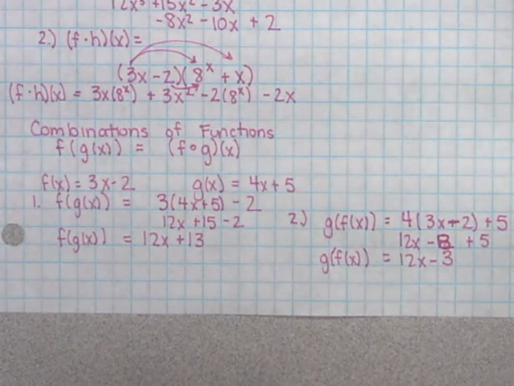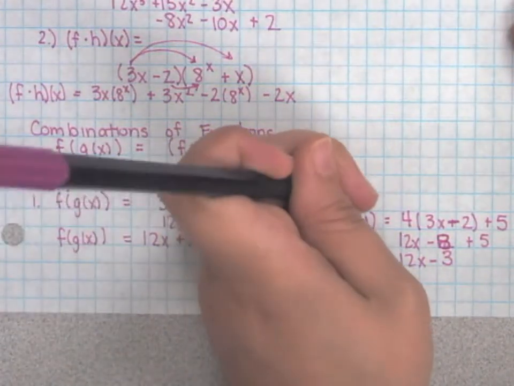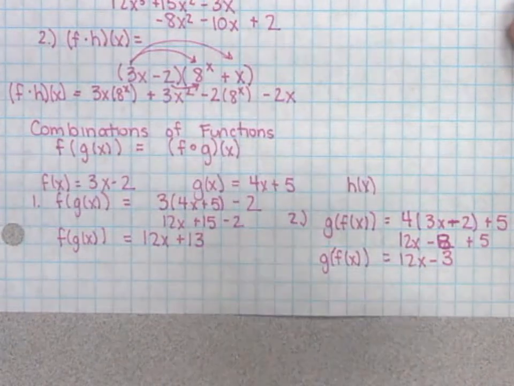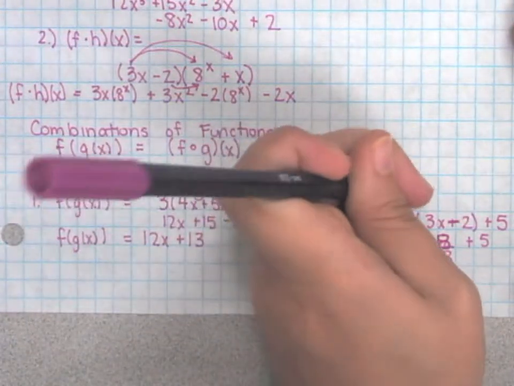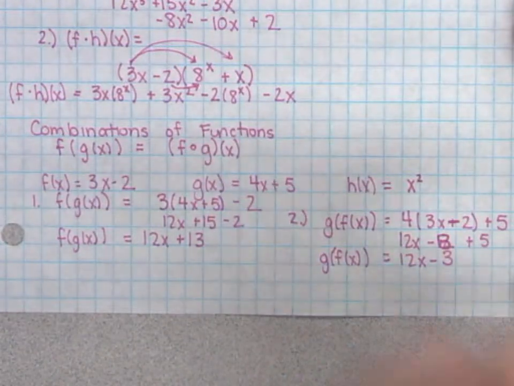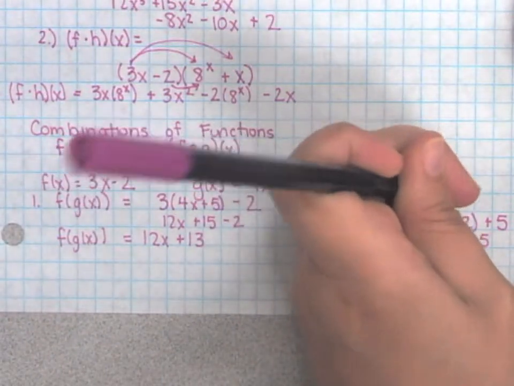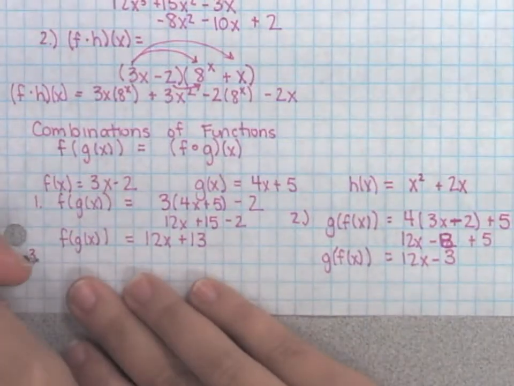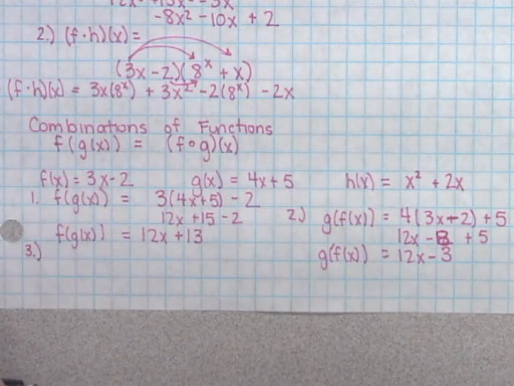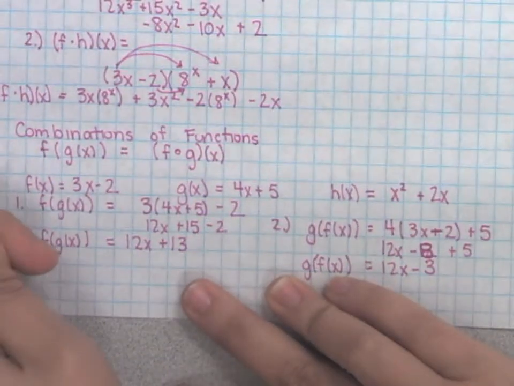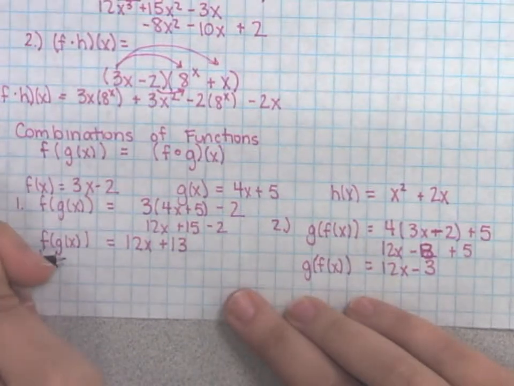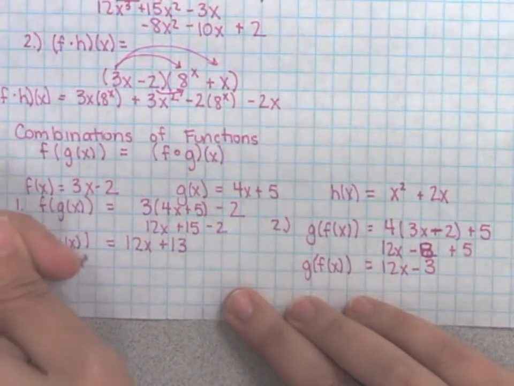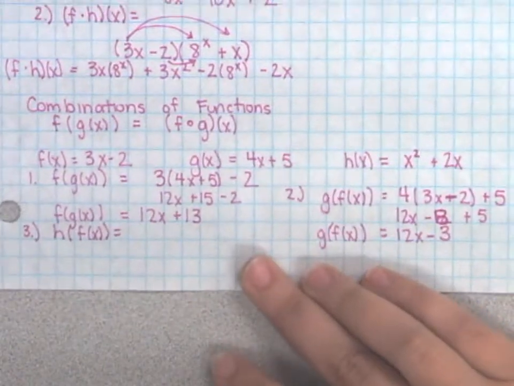Now, if I just throw a new function in, h of x is x squared plus 2x, you're not going to be happy. And let's do h of what? You went g or f? Okay. h of f.